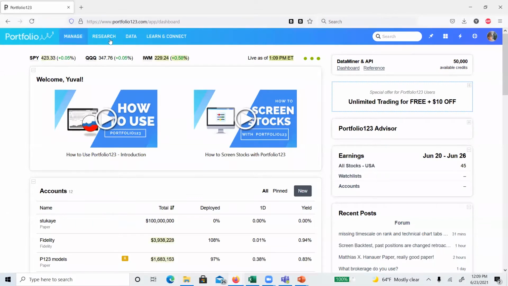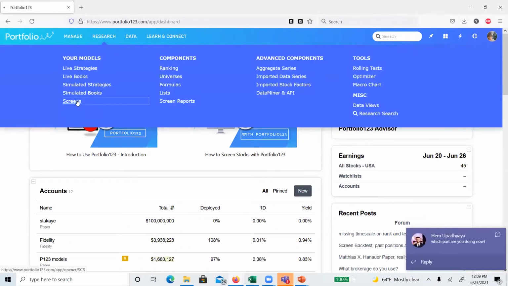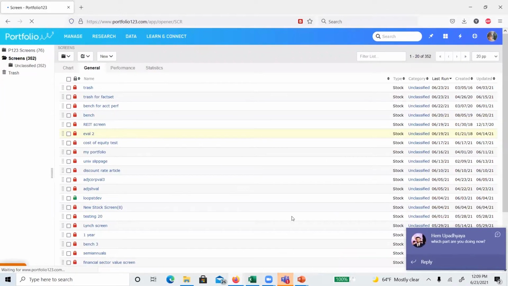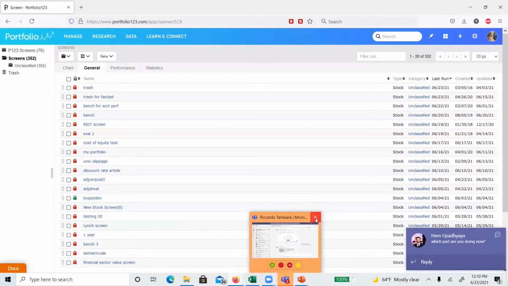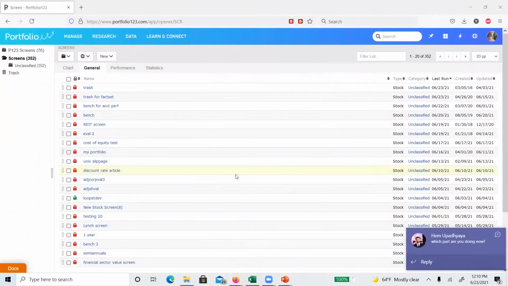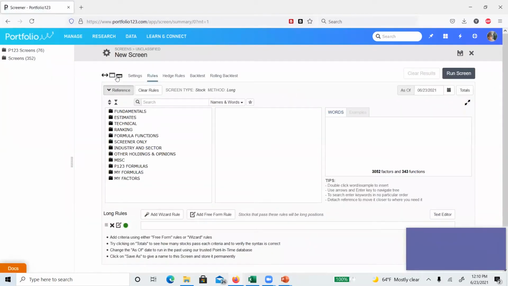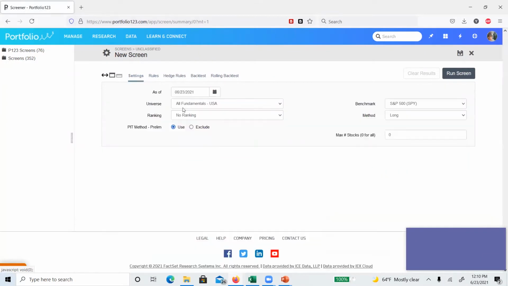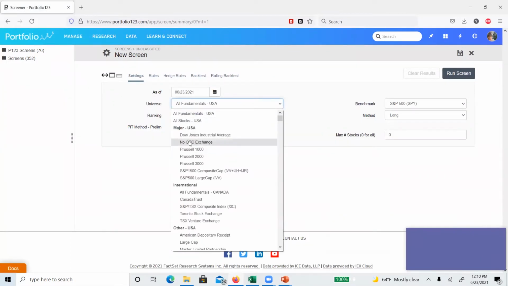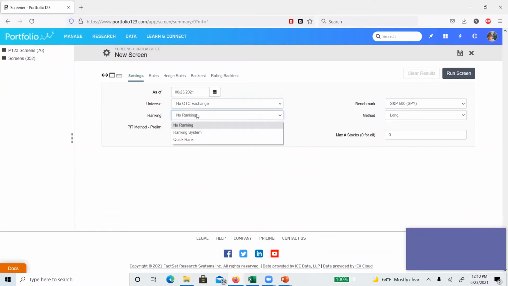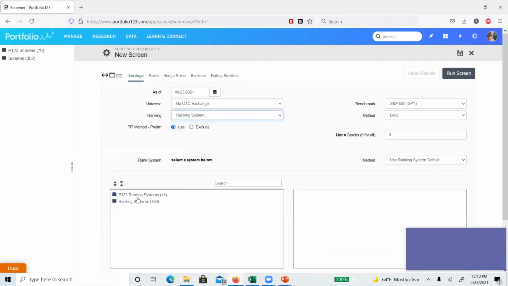I'll open a new screen, and I think I have to shut down Teams here. So I'm going to open a new screen, and let's just use the no over-the-counter universe. And I'm going to test a ranking system that I designed recently.